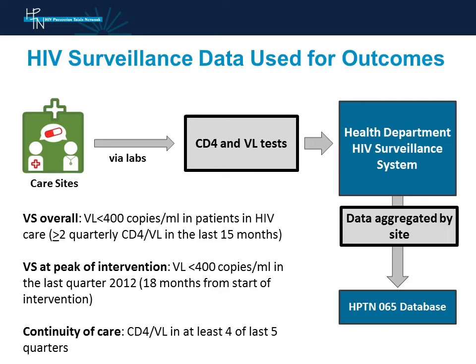We basically looked at the people who were engaged in care. Those were people who had at least a couple of CD4 viral loads in the last 15 months. And then we looked at the percentage of people who were suppressed at that site and then compared the financial incentive sites to the standard of care sites. We also looked at viral suppression at the peak of the intervention. This was the last quarter of the study, and it allowed time for the intervention to really be optimized.